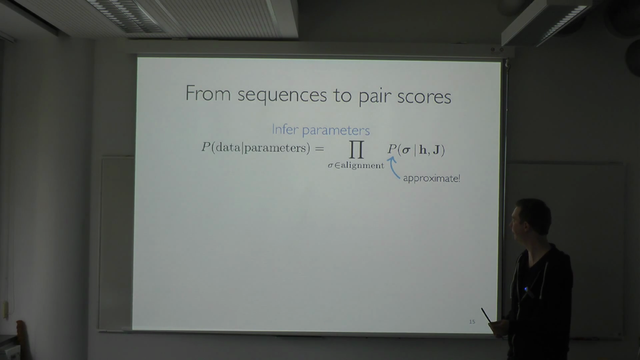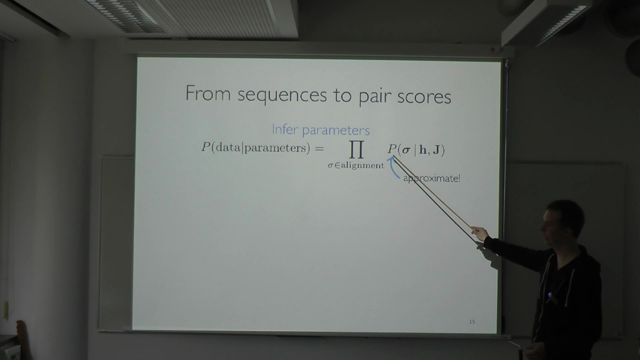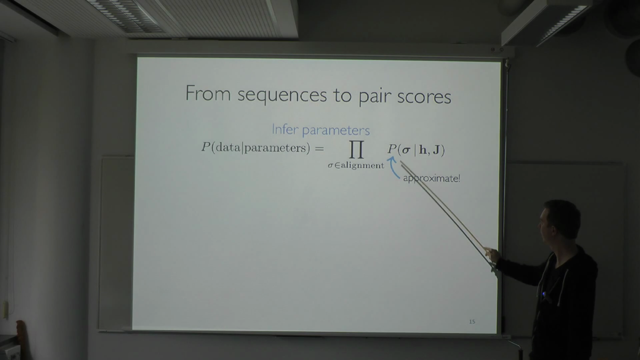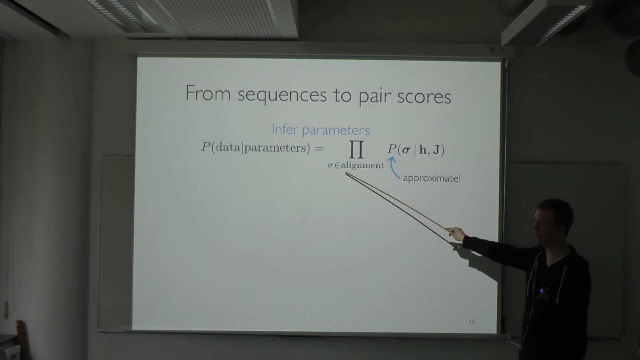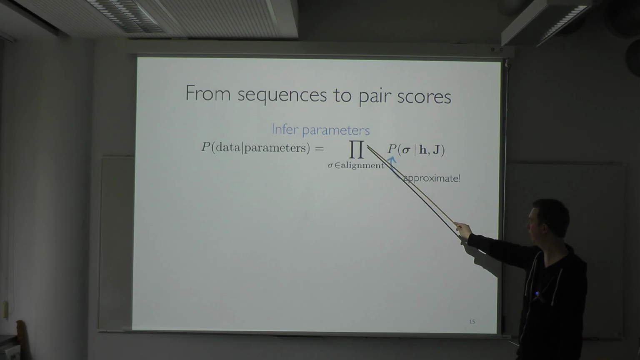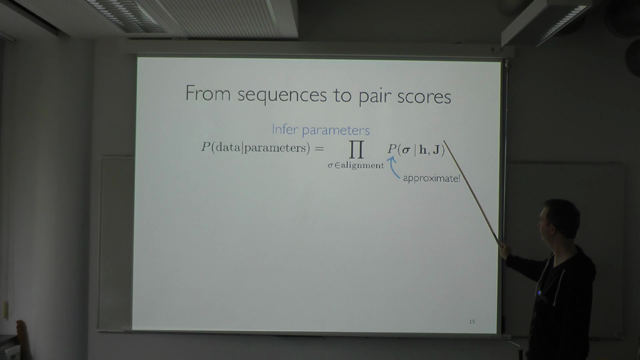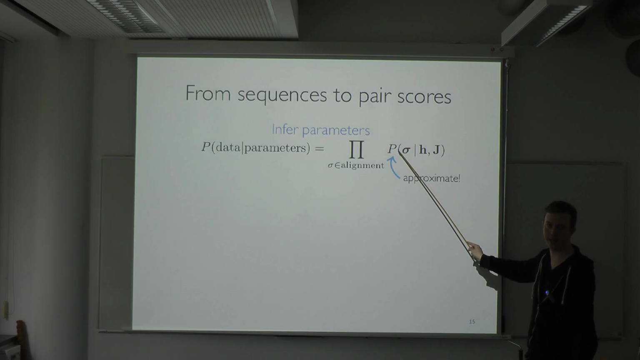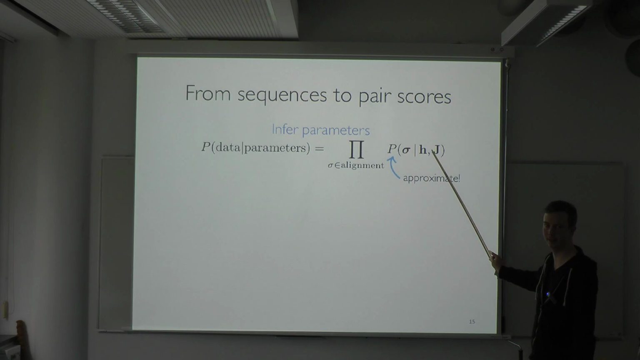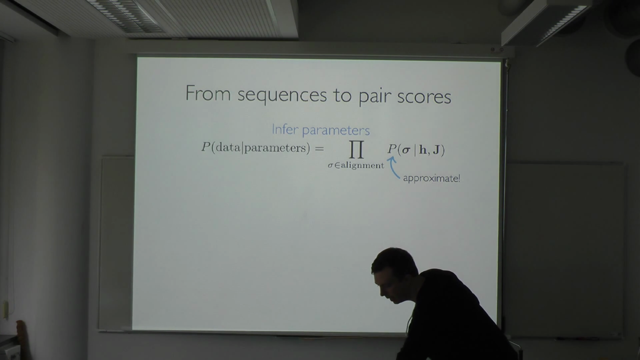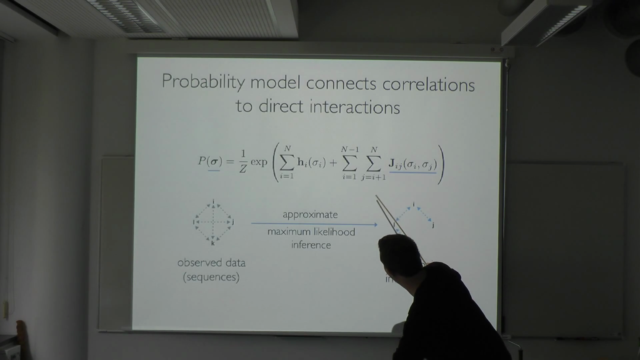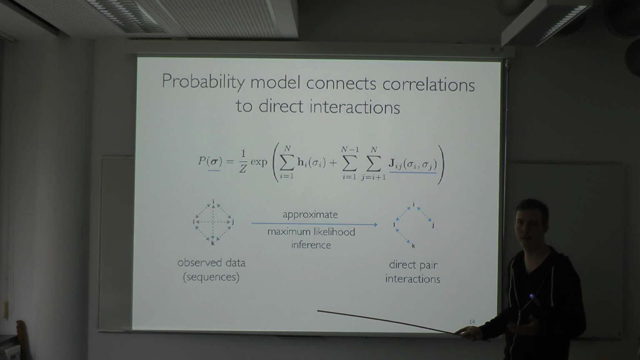So what you do is you just write down the probability according to this probability model I just showed on the previous slide, of all the sequences in the alignment. So it's just a product over the probability of each sequence, given some parameters. And now this whole thing is a function, because you already have the data, it's a function of the parameters. And so you write down this whole thing, you differentiate, and you try to find these parameters h and j that maximize this function, which are the parameters that best explain the data.